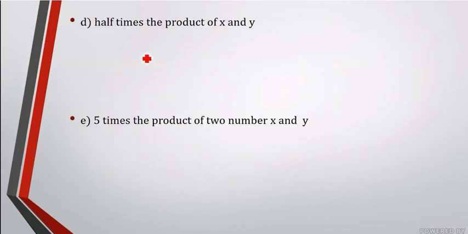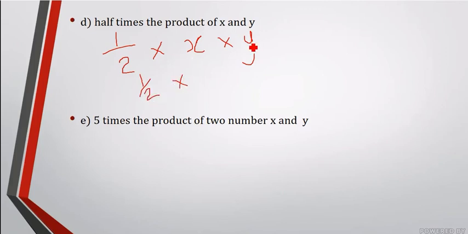A half times the product of x and y. 1 over 2 is a half times the product of x and y, x multiplied by y. The product of two numbers means to multiply both numbers. So a half multiplied by x times y will give us a half xy.